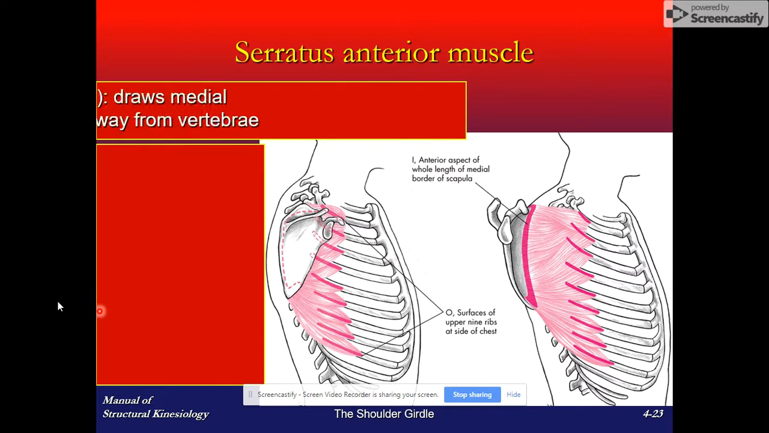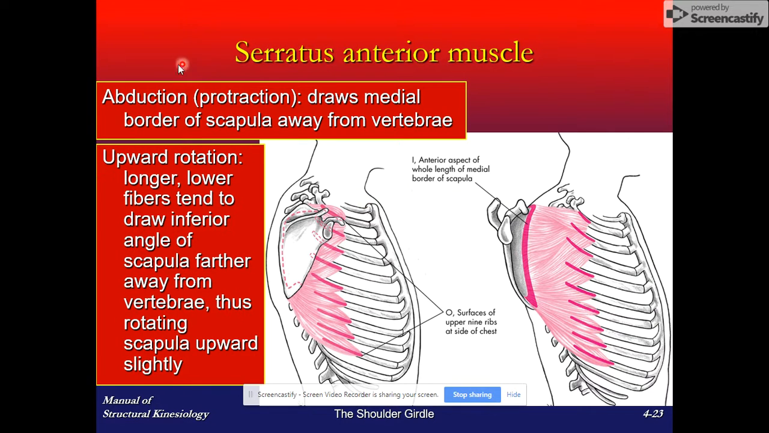Continuing on the serratus anterior muscle from the last video. So abduction, protraction draws the medial border of the scapula away from the vertebrae. Upward rotation: the longer lower fibers tend to draw the inferior angle of the scapula farther away from the vertebrae, thus rotating the scapula upward slightly.